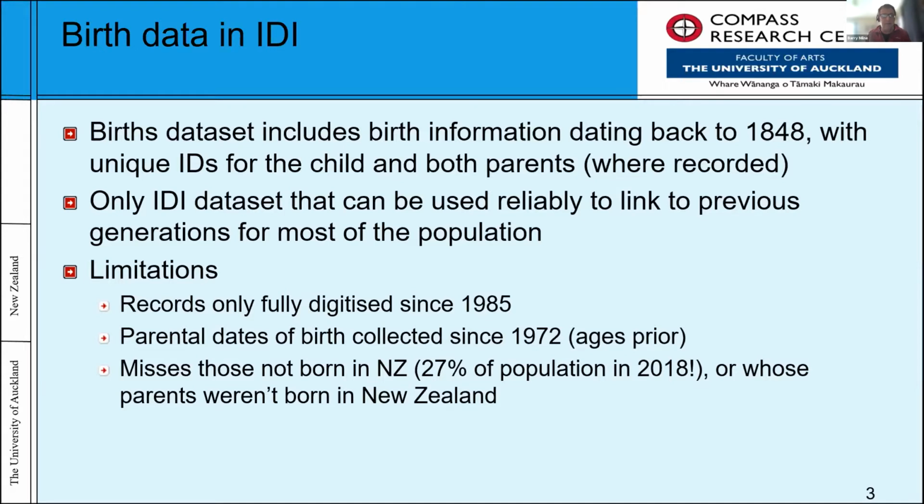A key thing to note here is this will miss children not born in New Zealand, so it won't be possible to get intergenerational linkages for those children. And of course, for children who have parents that weren't born in New Zealand, there's only so far back you can go. You might be able to link for their parents to specific data sets, but not a generation back further. And just a note on New Zealand, at the last census, 27% of the static population at that point were born overseas. So you are still missing quite a chunk of the population.